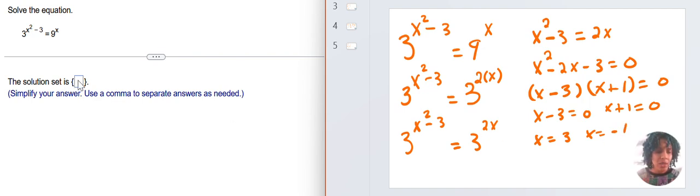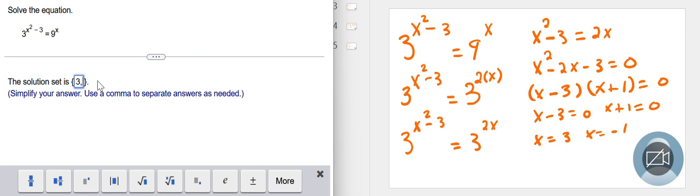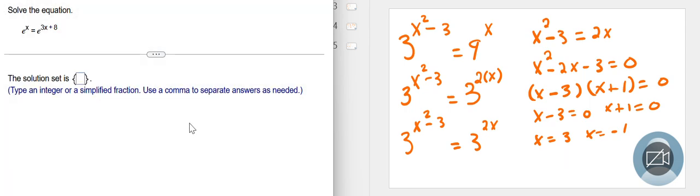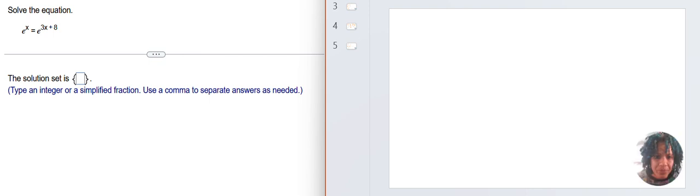Let's go ahead here to the left and check that we have this correct. And the direction says use a comma to separate your answers as needed. So that's what we did. Check. All right, good. Then we go to the next one.